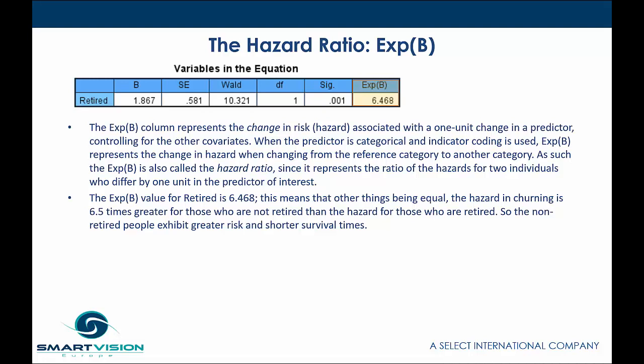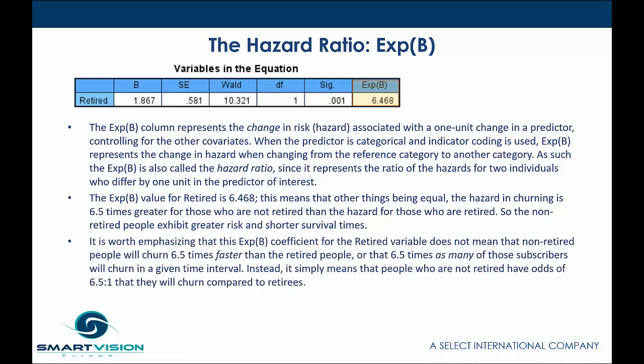So here the exponential B value for retired is 6.468. This means that, all other things being equal, the hazard in churning is 6.5 times greater for those who are not retired than the hazard for those who are retired. So the non-retired people exhibit greater risk and shorter survival times.